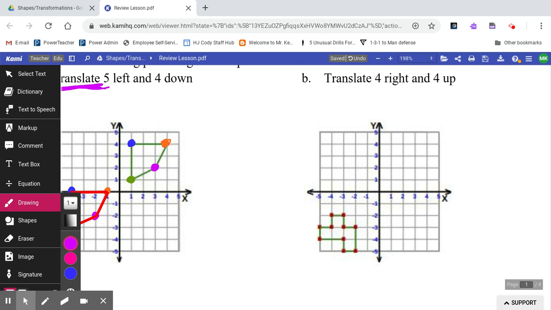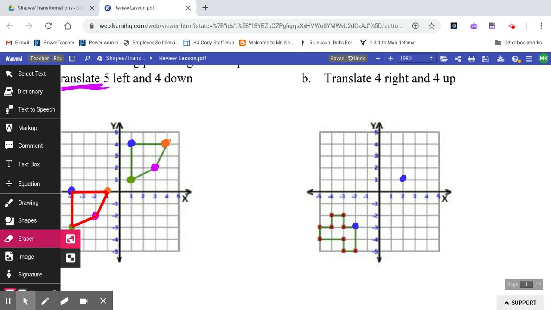Awesome. Hopefully you paused it and tried it on your own. I'm going to start moving points. I'm just going to start with this one right here. So I'm going to go 4 to the right: 1, 2, 3, 4. And then 4 up: 1, 2, 3, 4. It goes right there.